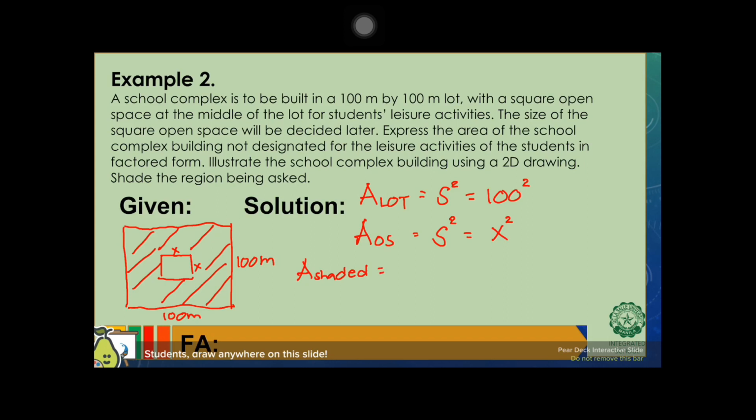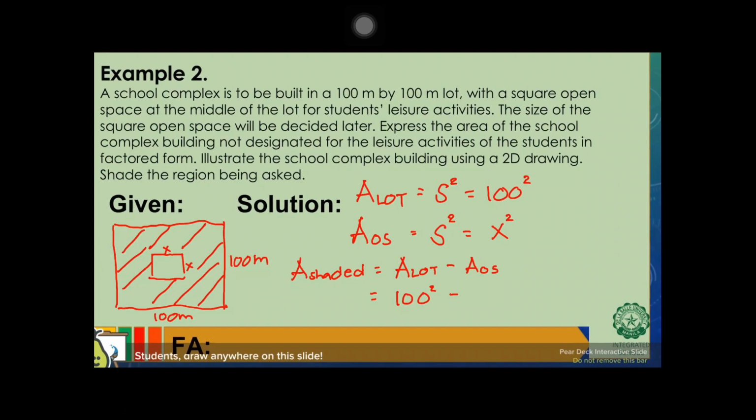and that would be equal to the difference of the area of the lot subtracted by the area of the open space. So area of the lot subtracted by the area of the open space. So substitute the values. We have 100 squared minus the area of the open space, which is x squared.